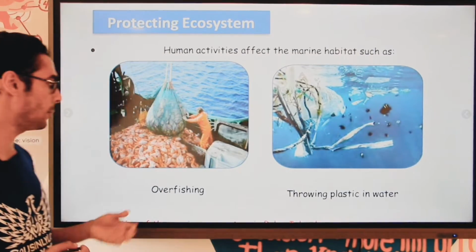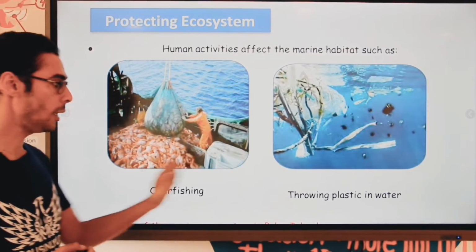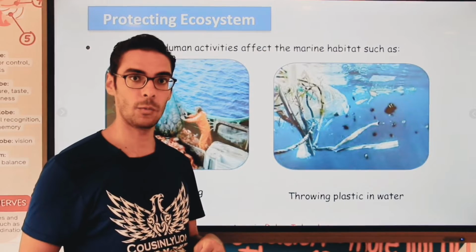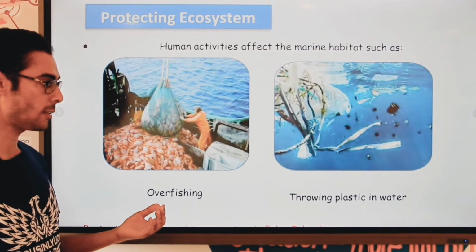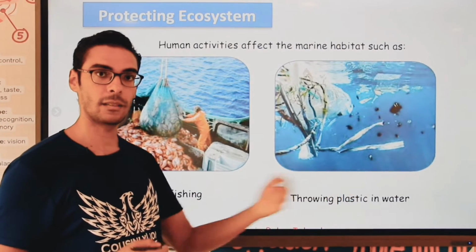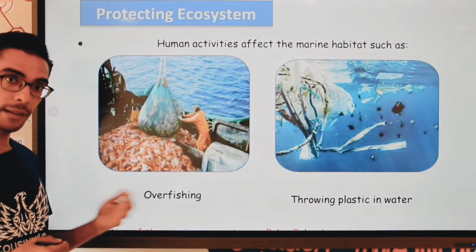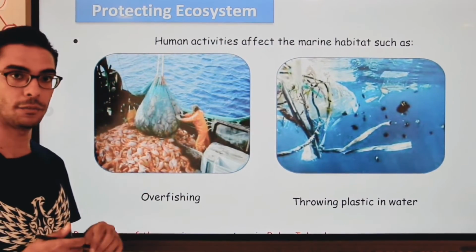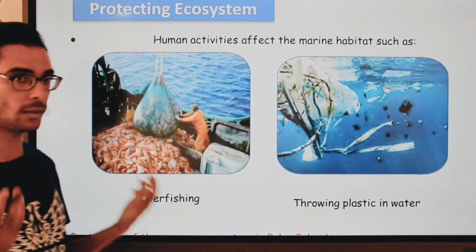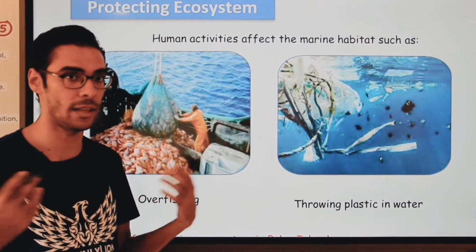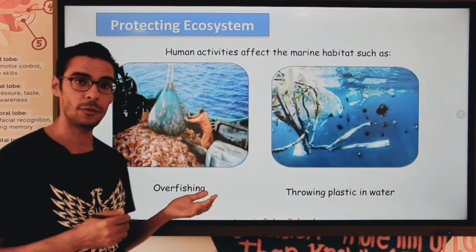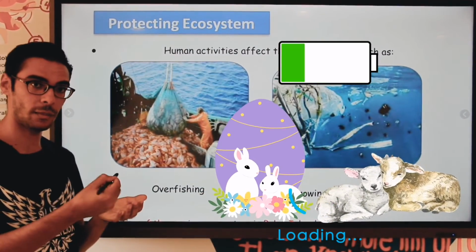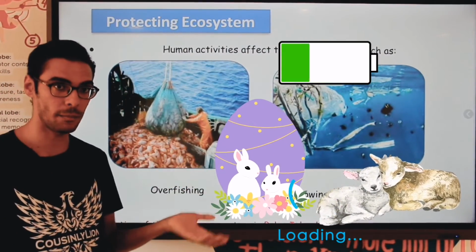We have more examples like overfishing, for example throwing plastics in water, and we studied previously the negative effect of throwing plastics in water. Now it's time to study overfishing. Overfishing means overhunting of fish, not just fish, it's the overhunting of all animals in any ecosystem. This is really harmful because animals need time to compensate the missing members.